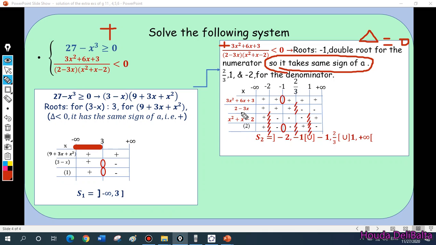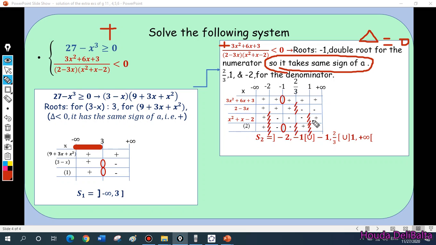According to 2 minus 3x, the root of it is 2 over 3, so we put dashes because it's in the denominator. Now, before the root, because it's linear, x is of power 1, we put the opposite sign of x, and here x is multiplied by minus 3, then its sign is minus. So before its root, we put pluses, and after the root, we put the same sign, which is minus.